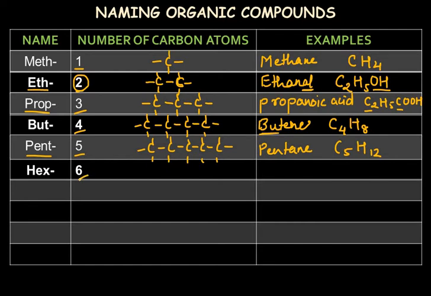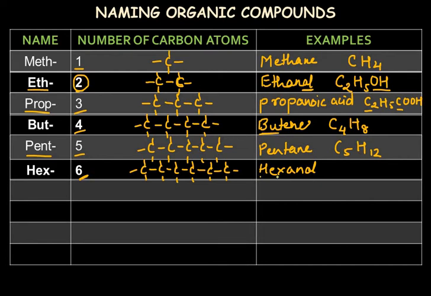Hex means 6. So an organic compound carrying 6 carbon atoms in the chain. The longest chain should be 6, otherwise there can be more carbon in a branch, but the longest chain carrying 6 carbon atoms has the name starting with hex. Now let's take another example, say hexanol.